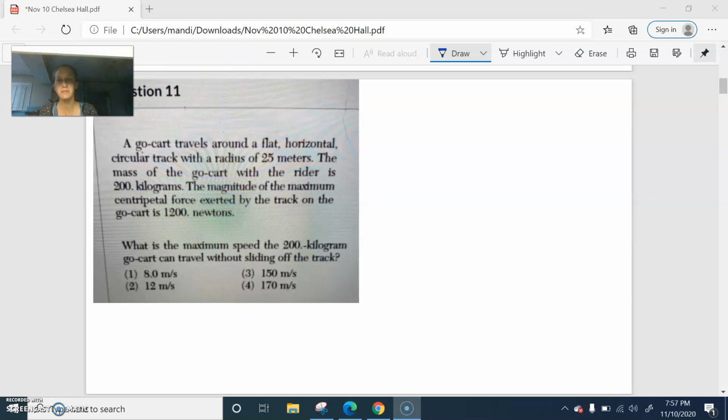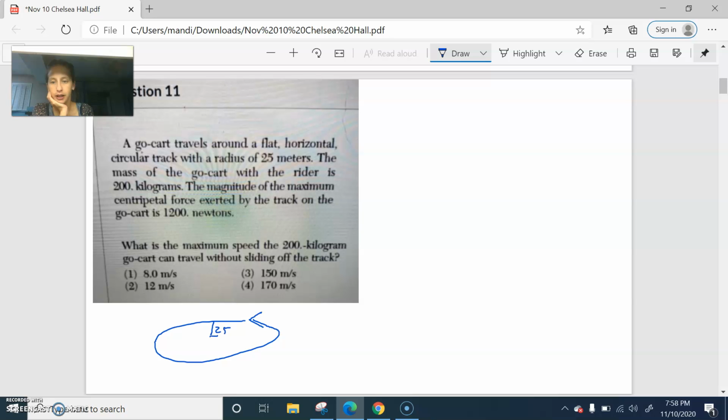Let's do it. So a go-kart is traveling in a circle, flat horizontal. That's a very boring go-kart. The radius is 25. The mass is 200 kilograms. The centripetal force is 1200 newtons. So we want to know the speed.